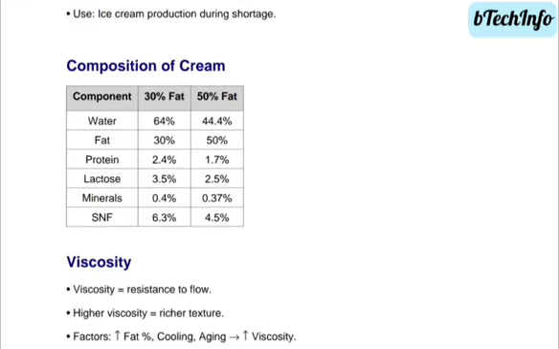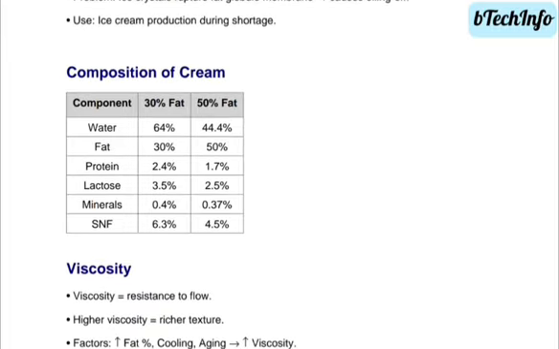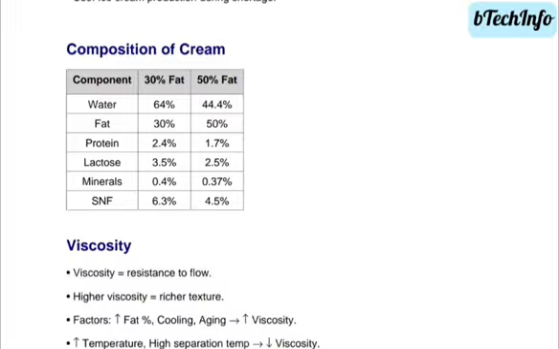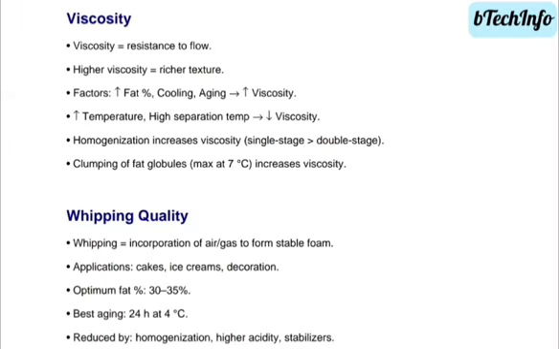Now composition of cream. We have water of about 64% in 30% fat cream and 44.4% in 50% fat cream. And also the fat content in 30% is 30% and 50% fat is 50%. Protein is about 2.4% in 30% fat and 50% fat has 1.7% protein, and you can learn it as it is very important.